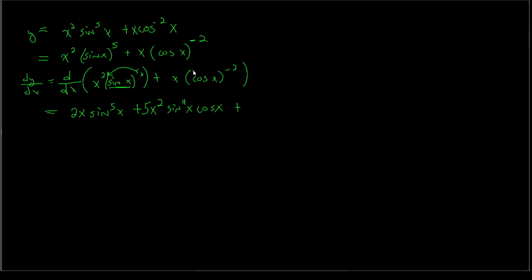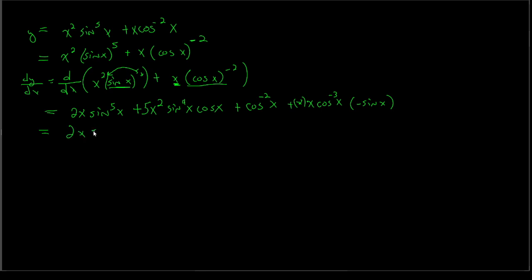Now I'm going to come over here and we have a product rule again. I'm going to get cosine negative 2 of x, because the derivative of the first is 1 times the second, plus the first times the derivative of the second. So I'm going to bring the negative 2 out front, and I'm going to bring the power down by 1. But I still have to do the derivative of what's inside of here, and so that's negative sine of x using the chain rule. And so we'll tidy this up.